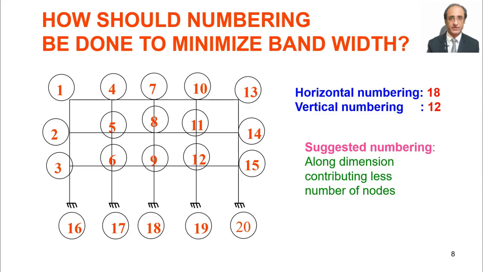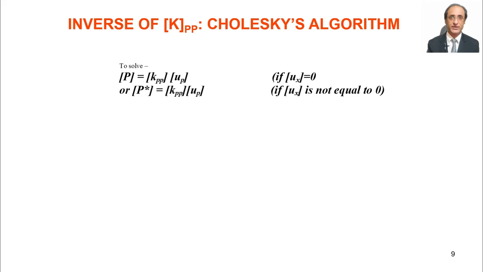Now one aspect of computation is still there, and that aspect is that we have to find one inverse. In the whole operations, one inverse is to be found. And what is that inverse? KPP inverse. Because if your support settlements are 0, your UP is simply KPP inverse into P. And if, for example, your support settlements are not 0, then it will be simply some P dash, which is the modified force vector. So in any case you have to find inverse.